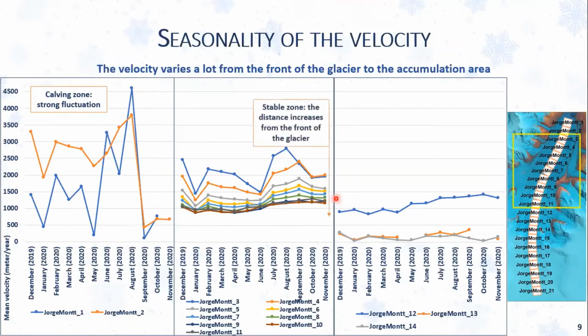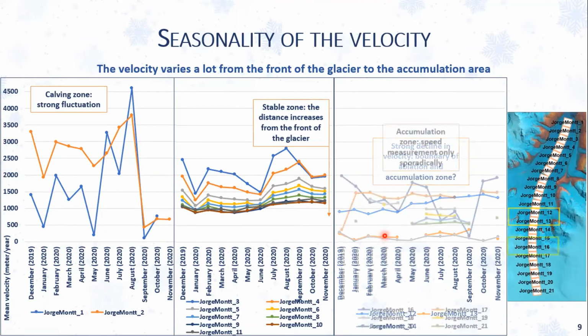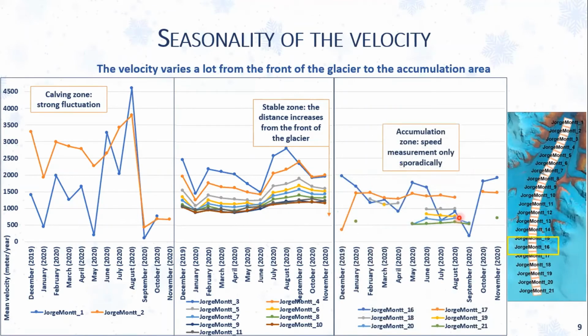So we can say that these 2 kilometers are the calving zone of the glacier. On the second figure, you can see a much more stable zone. We also see some fluctuation in the velocity, but it's almost the same at all the sampled areas, and it's not so high farther from the front of the glacier. And the third figure is really interesting, because at the 12th and the 13th sampled areas, we can see a really strong decline in the velocity. So this could be the boundary of the ablation and the accumulation zone of the glacier, which is really interesting for us.